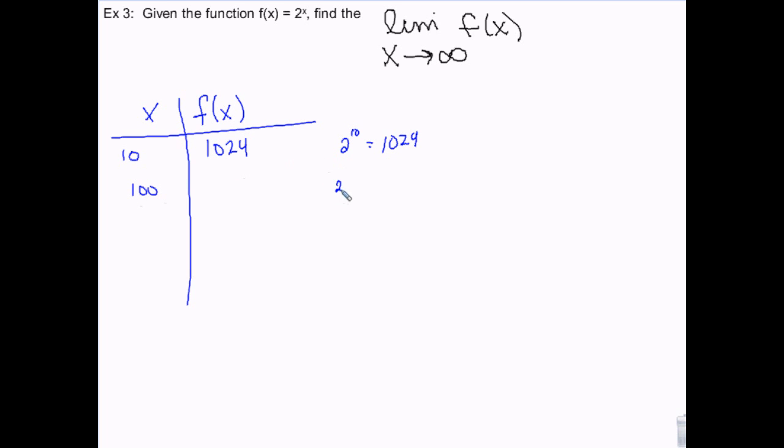And if I put in 100, I'll have 2 to the 100th. And that is 1.267 times 10 to the 30th. So this is a 30-digit number, well, 31-digit number. And if I go to 1,000 and I put in 2 to the 1,000th, my calculator says overflow error, which means that this number is too big for my calculator to deal with. So, too big for calculator.